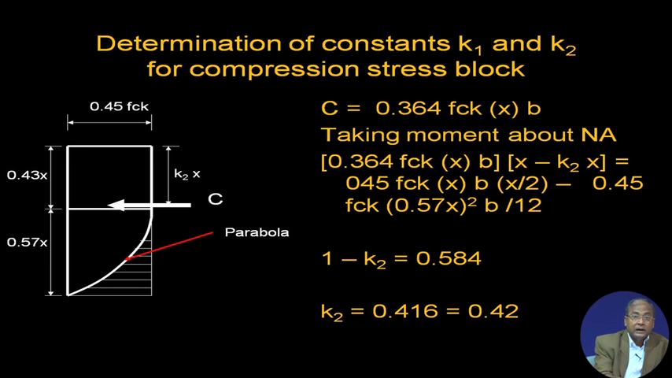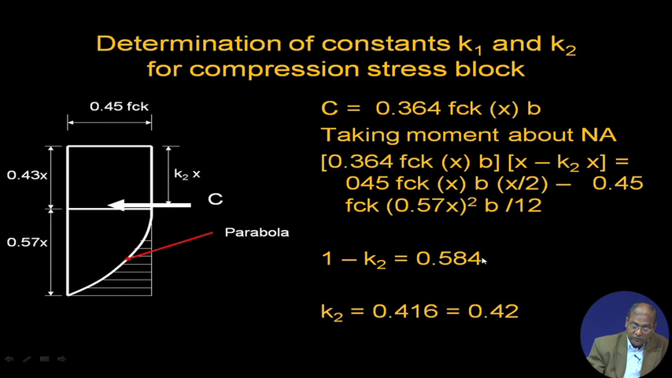Coming to this one here, so another value of K1 and K2. So, this K2 we have to find out, K2x. C we know. Taking moment over the neutral axis we can find all those things. 0.364, that is the area of this one, x into B, x minus K2x, 0.45 FCK x, this is the rectangular part, and then we are finding that parabolic part, this particular portion we shall deduct. So, 1 minus K2 equal to 0.584.